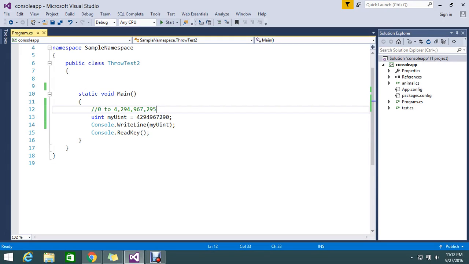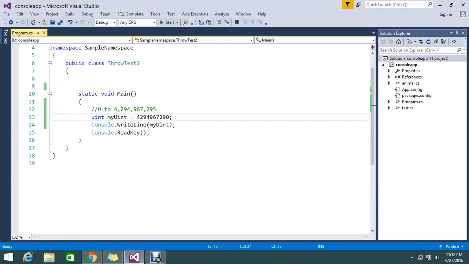So normally what a uint does is it will store integer type values in the range of 0 to 4,294,967,295. So it will store a 32-bit integer type, so up to the range is this much.